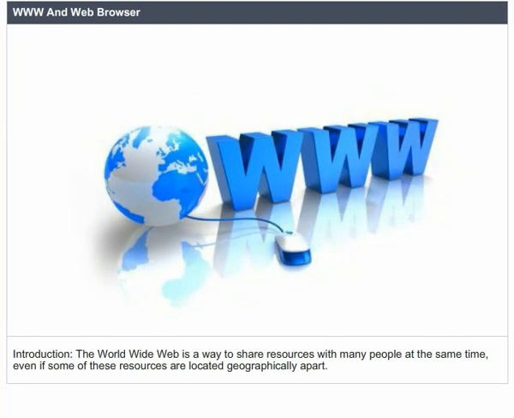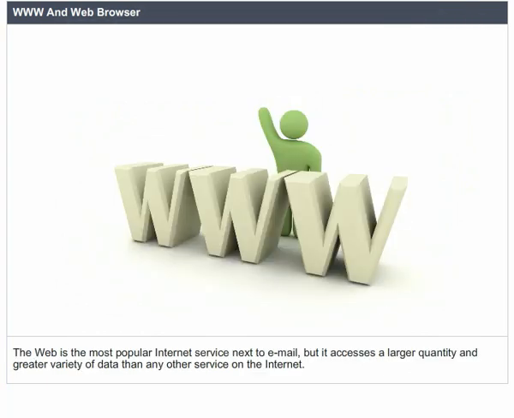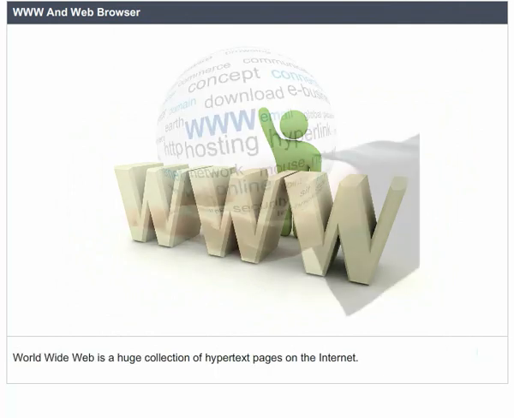www and web browser. Introduction. The World Wide Web is a way to share resources with many people at the same time, even if some of these resources are located geographically apart. The web is the most popular internet service next to email, but it accesses a larger quantity and greater variety of data than any other service on the internet.